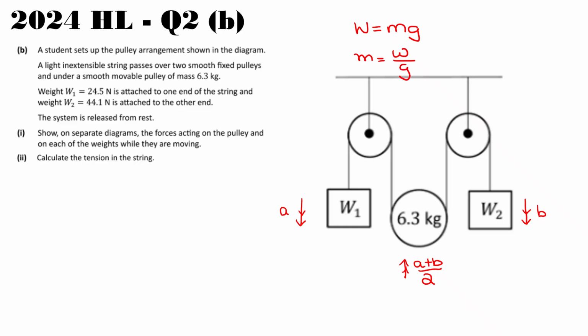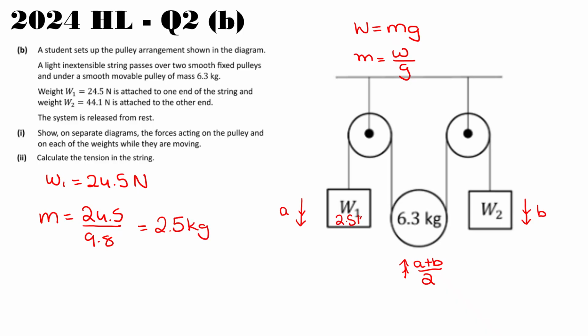What that means is then for weight 1, which is 24.5 newtons, we can get the mass by doing 24.5 divided by our 9.8. And that works out as 2.5 kg, which we're going to need later on. And it's worth adding to your diagram for yourself. And that's like mass 1.